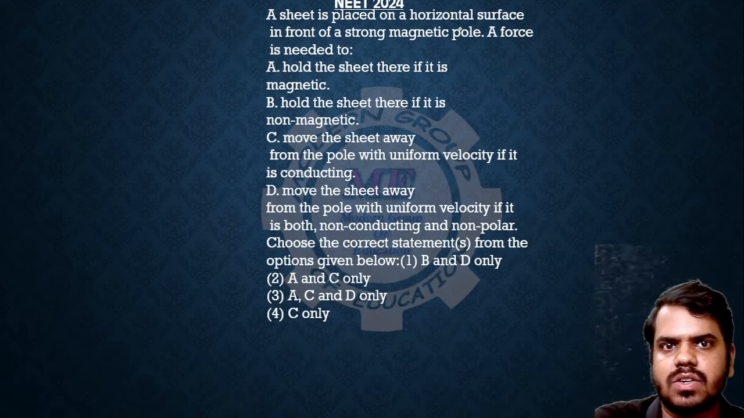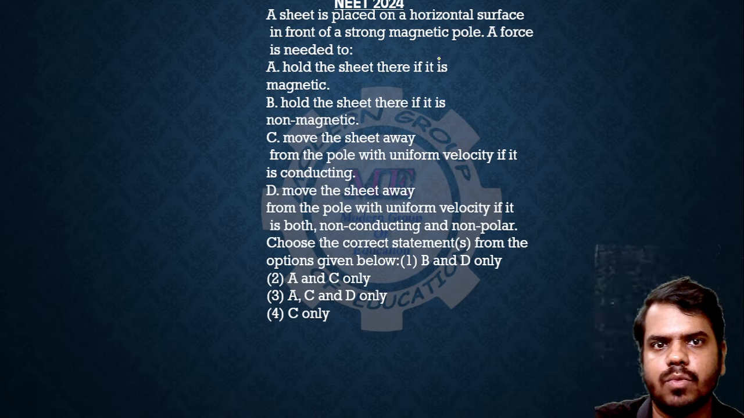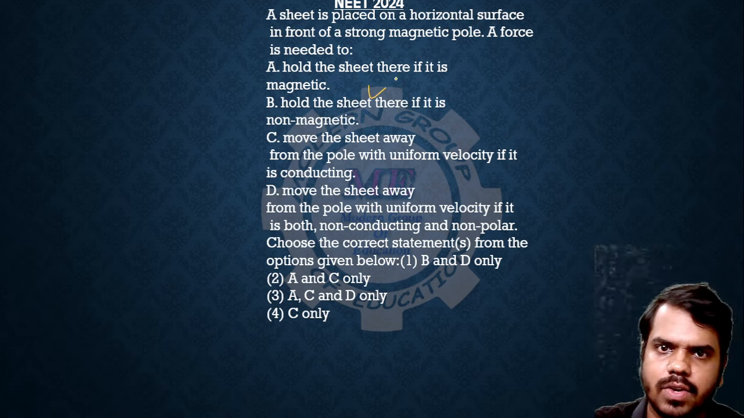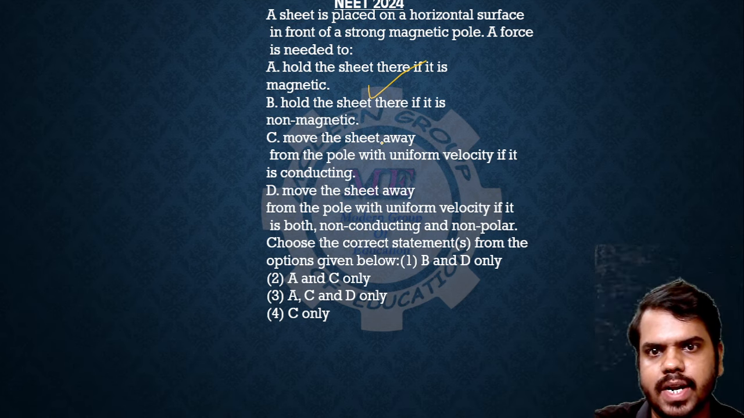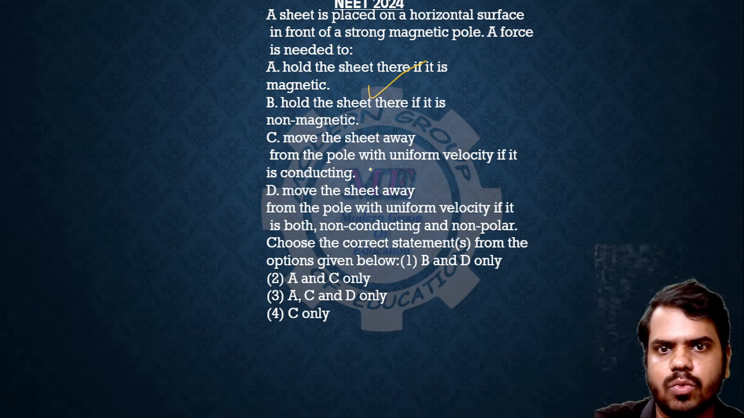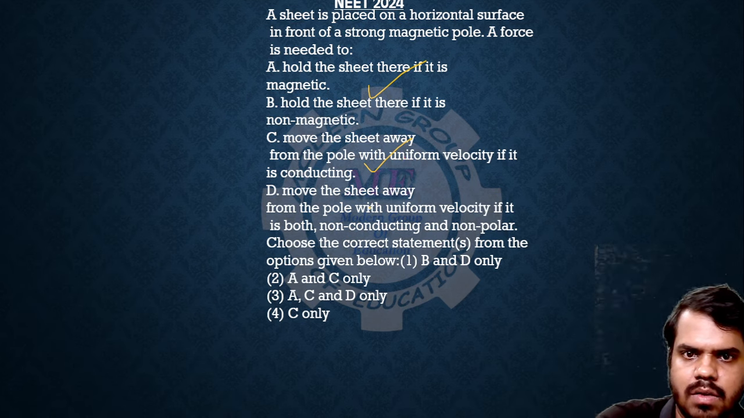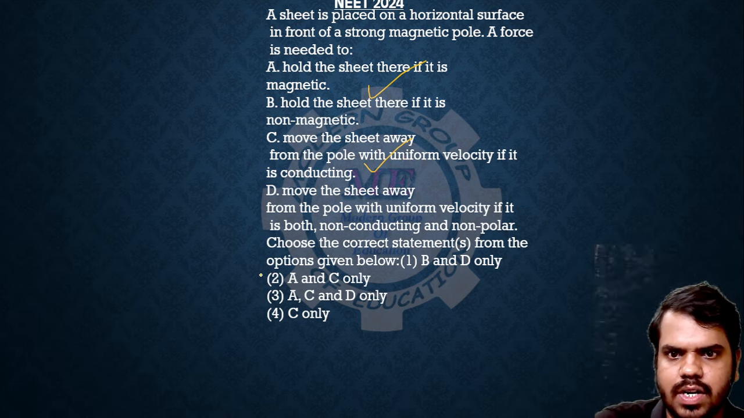A sheet is balanced on a horizontal surface in front of a strong magnetic pole. A force is needed to hold the sheet there if it is magnetic. That is okay. If it is non-magnetic, it is not okay. Move the sheet away from the pole with uniform velocity if it is conducting. Yes. So options A and C are correct, A and C only. Option 2 is correct.